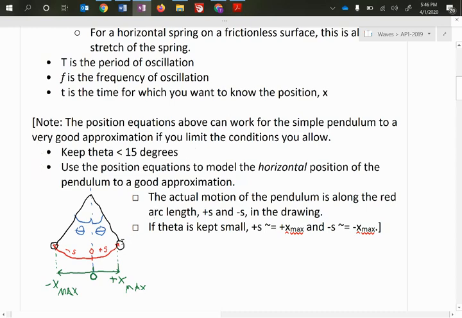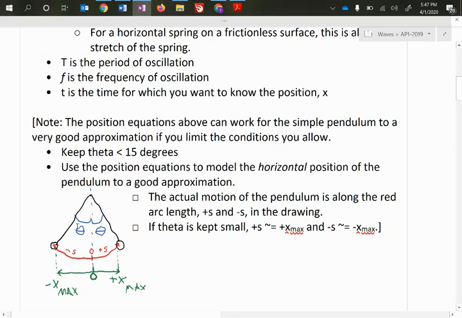And if you look down here, if we have this mass oscillating back and forth, the actual motion of the pendulum is going to be on these red arc lengths. When it swings over here, it's positive x. When it swings over there, it's negative x. If we keep the angle small, then this arc length, red positive s, is going to be very close to this linear length, this horizontal distance here of x max. So when we swing all the way out here to the highest location, we'll also be horizontally over at x max. As the mass swings over the other way, we'll be over at this horizontal location, negative x max.